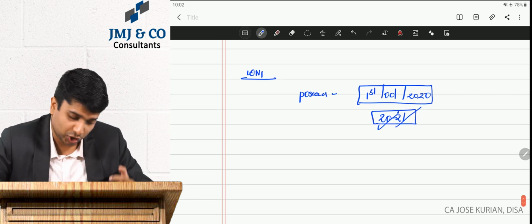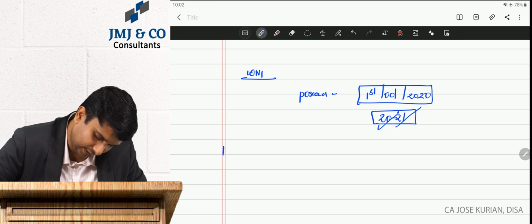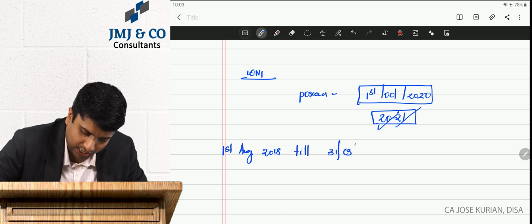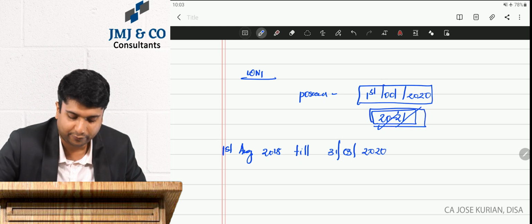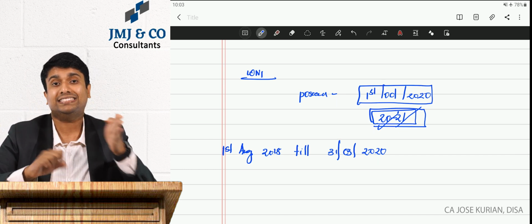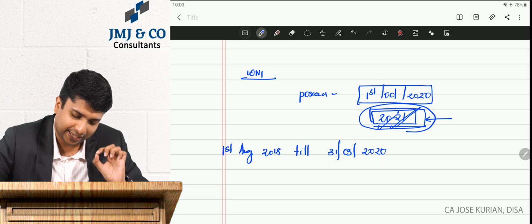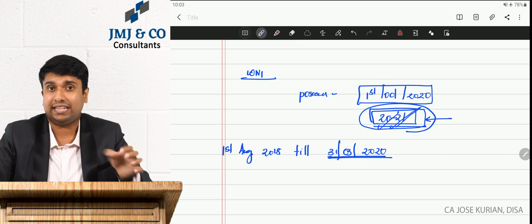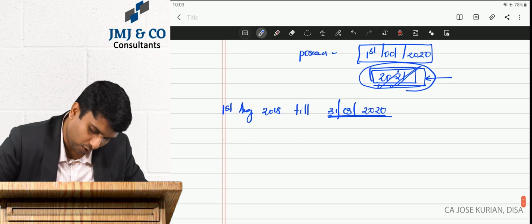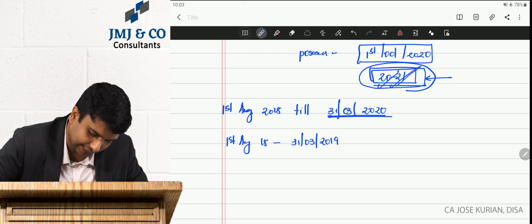So the pre-acquisition period is from the date on which you have taken the loan, that is from 1st August 2018 till 31st March 2020, because normally we consider 2021 as the year of completion or year of acquisition. The pre-acquisition period ends with 31st March of the preceding financial year. That's what the Act says. So the relevant previous year where you acquired that property is 2021, so the pre-acquisition period ends with 31st March 2020, the immediately preceding financial year of completion. That's what the pre-acquisition period is. So from 1st August 2018 to 31st March 2019, what is the interest?